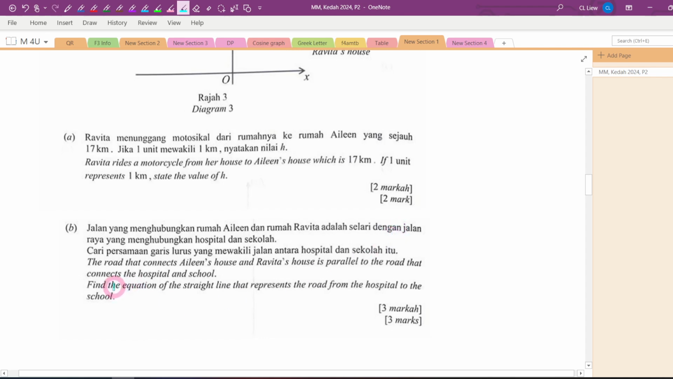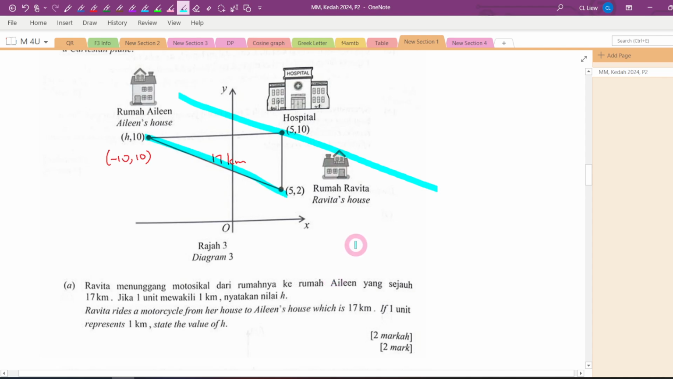So we want to find the equation of the straight line that represents the route from the hospital to the school. Even though we don't know where the school is, we still can find the equation of the route connecting the hospital and school. As I told just now, to find the equation of a straight line, two things: gradient, 1 point. We have 1 point over here. We can use this point to help us get the value of c. But first thing, we need to get the gradient. How do we get the gradient?